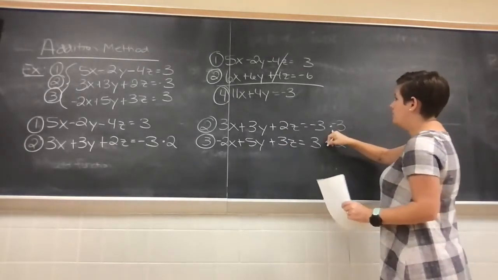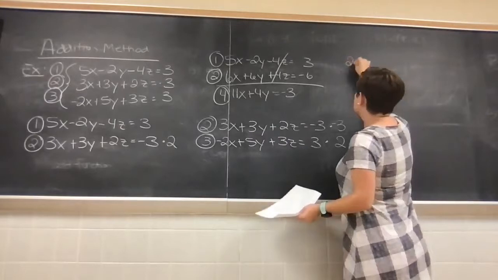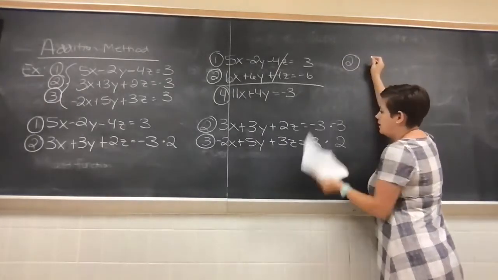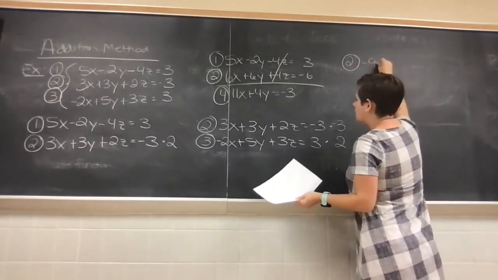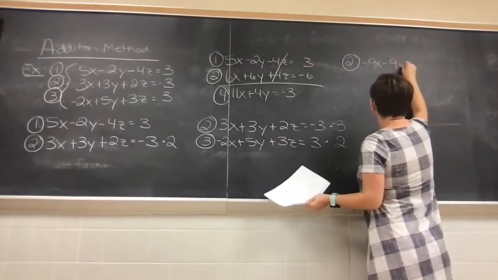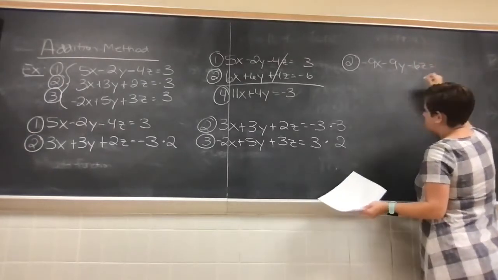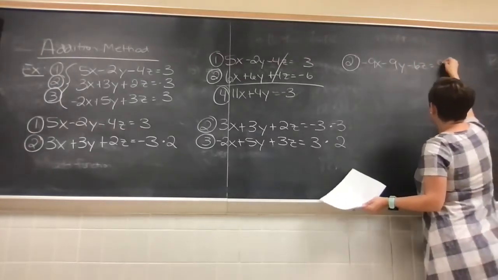So I'm changing my number 2 equation again. So I'm taking everything in the number 2 equation, multiplying by negative 3. So I have a negative 9x minus 9y minus 6z equals, and then negative 3 times negative 3 will give me a positive 9.